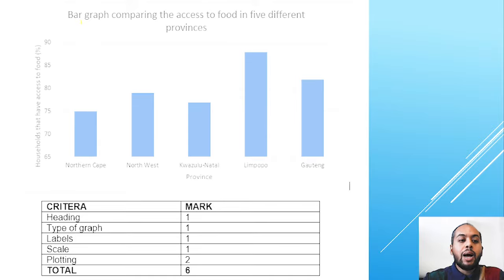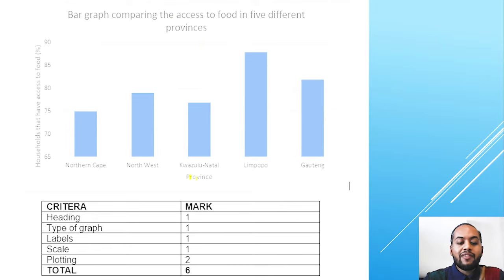We have a heading: bar graph comparing the access to food in 5 different provinces. We have our provinces here, Northern Cape, Northwest, KwaZulu-Natal, Limpopo, Gauteng. Those were the ones stipulated in the question. We had the dependent variable on the y-axis with an appropriate scale, and we plotted the points and we had our bars. Remember, a bar graph has spaces in between the bars.